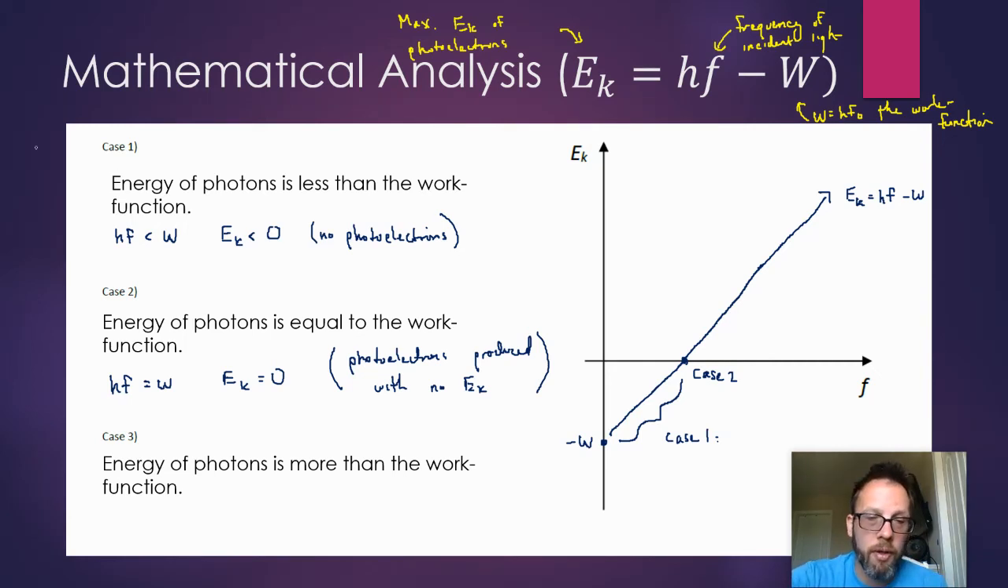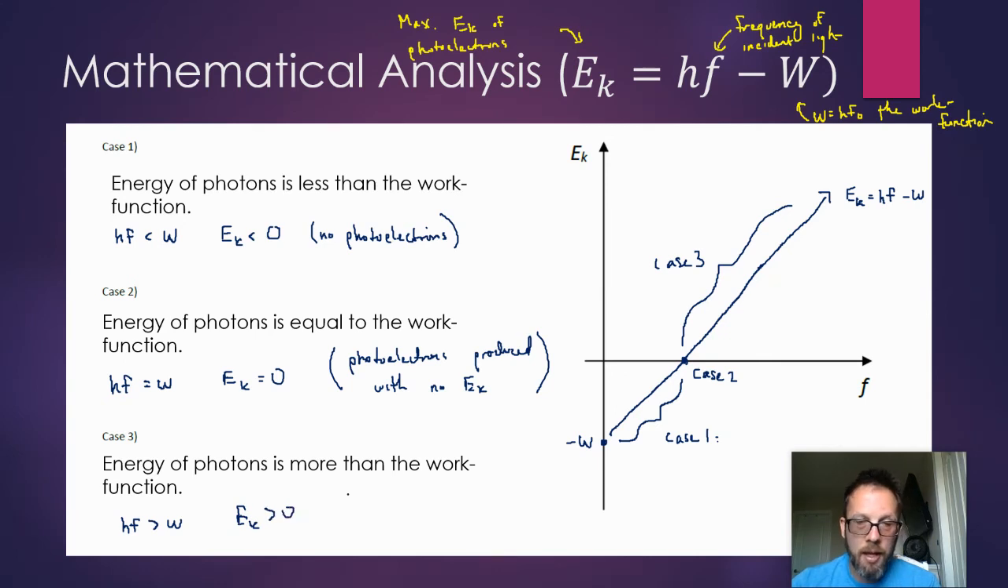So photoelectrons with no kinetic energy. And the final case is when hf is more than the work function. So when that frequency is high enough, this is case 3. You have hf being more than the work function, so you're going to have EK being greater than 0. And so then you're going to have photoelectrons produced with some kinetic energy.